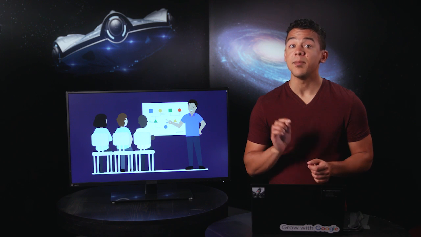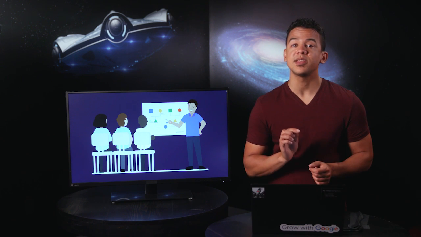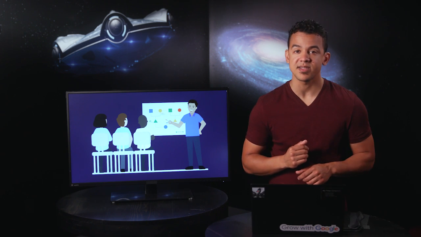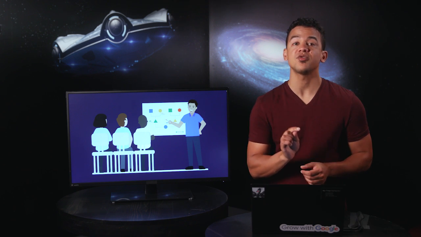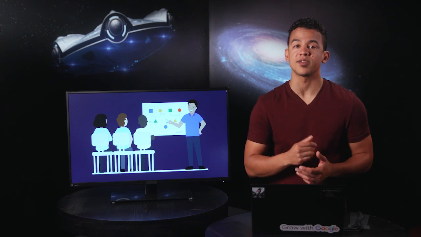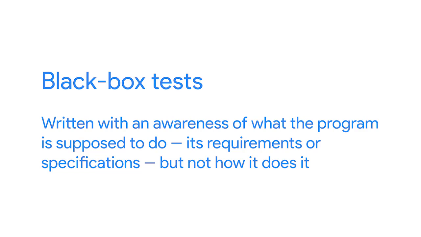On the other hand, in black box testing, the software being tested is treated like an opaque box. In other words, the tester doesn't know the internals of how the software works. Black box tests are written with an awareness of what the program is supposed to do, its requirements or specifications, but not how it does it.